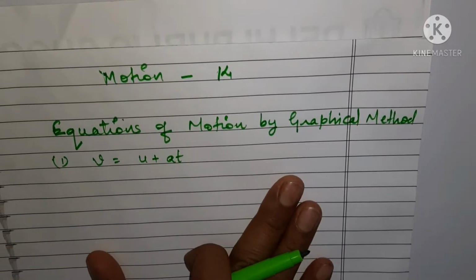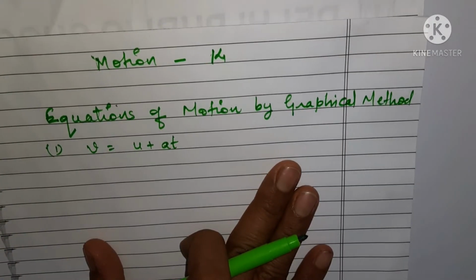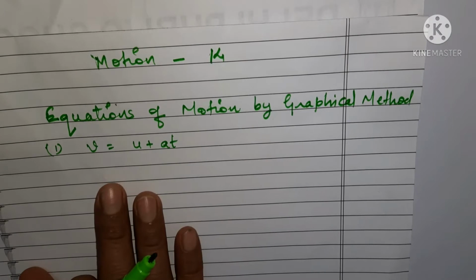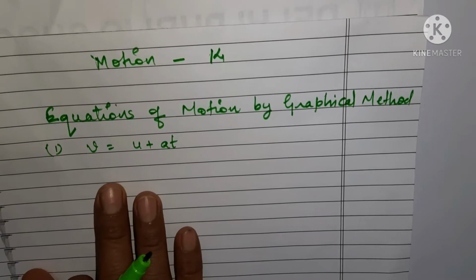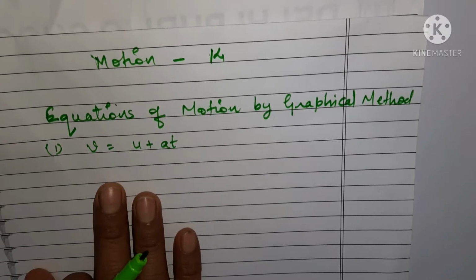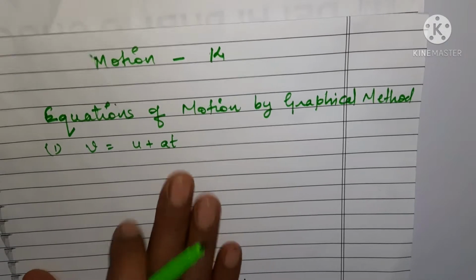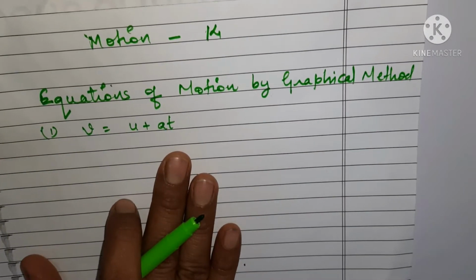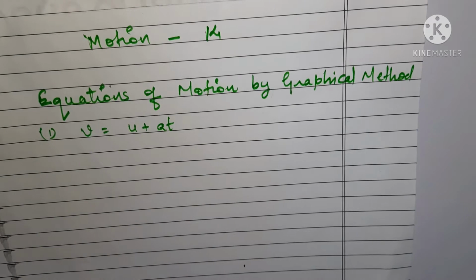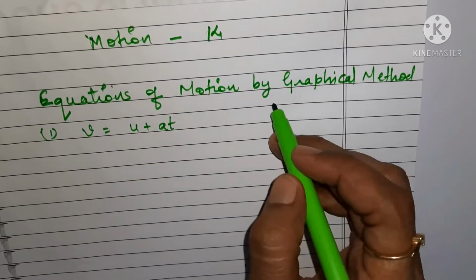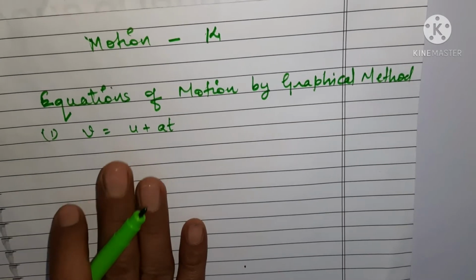So friends, till now we have seen a series of motion, and this is the 14th session which is going on. Till now we have done equations of motion for a uniformly accelerated body, and in a general way we have derived the equation of motion. Now today we are going to derive the equation of motion with the help of this graph. So by the graphical method we are going to derive the equation.